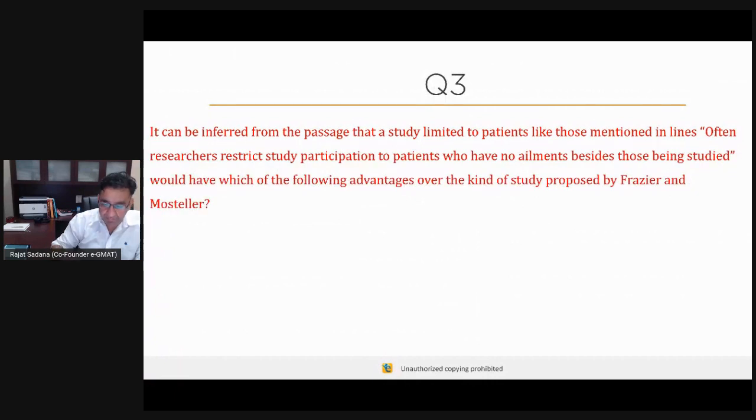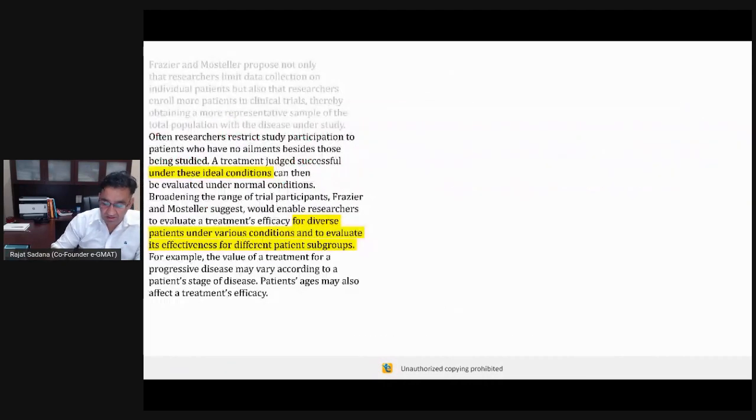Now let's look at how we did in the next question's choice C over here. Choice C was interesting. A lot of people got choice C correct, about 80% of you. What choice C is saying is, what would be the advantage of a study in which researchers restrict study participation to patients who only have those ailments that are being studied, who have no other ailments besides those being studied? What's the benefit of those?